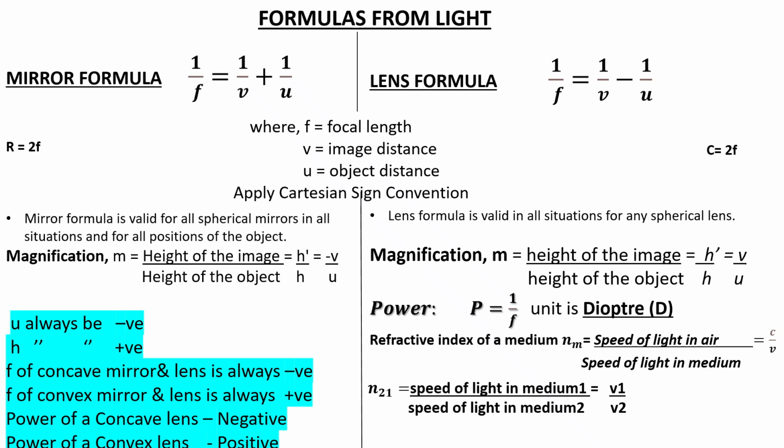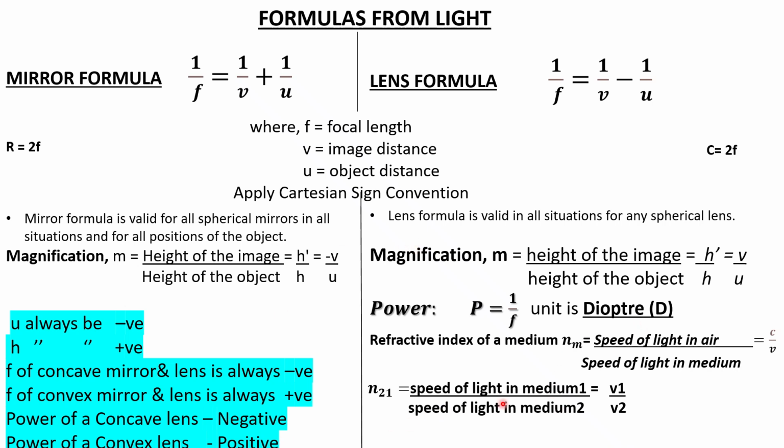We have already discussed the formulas from the light chapter. So here I just want to say u will always be negative as it is on the left hand side of the x-axis, and h is above the principal axis, so it will always be positive. And remember, the focal length of a concave mirror and also the concave lens, both will be negative, and the focal length f of the convex mirror and convex lens, both will always be positive.